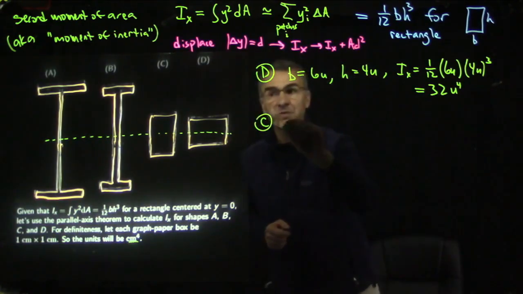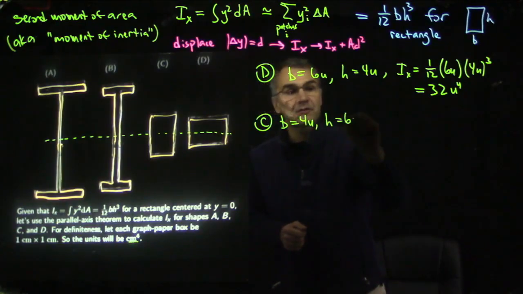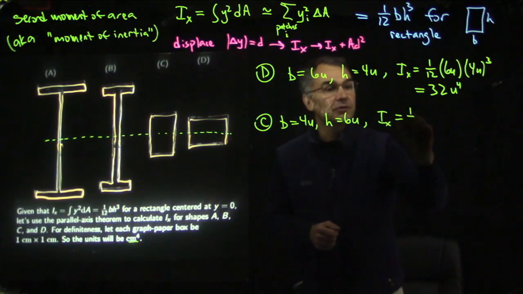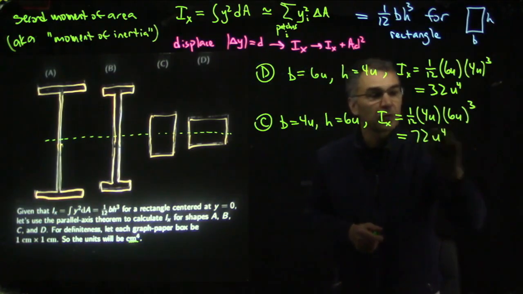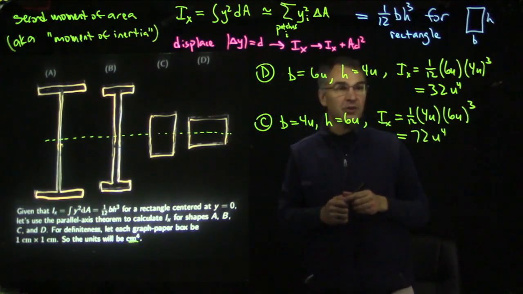For C, Charlie, we just reverse the base and the height. Now the base is 4 units and the height is 6 units, so I sub x is 1/12 times 4 units times 6 units cubed, which is 72 units to the fourth power. Or if a unit is a centimeter, then it's 72 centimeters to the fourth power.